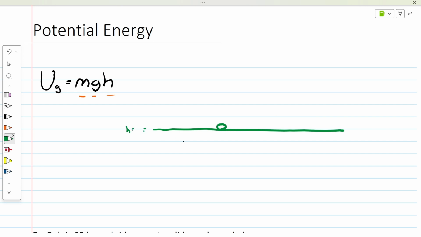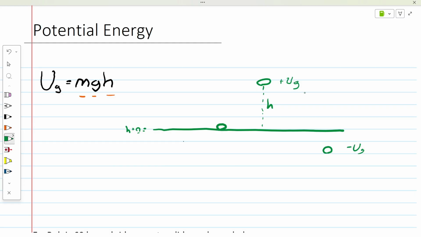So let's say we have a little situation over here where we have the ground. If a ball was right here on the ground and we took this to be height equals 0, then this would have a 0 potential energy. But if the ball was up here, now it has some height, and so there would be some potential energy here. And if we had a ball below the ground, then it would have a negative potential energy. So this would be a positive potential energy.